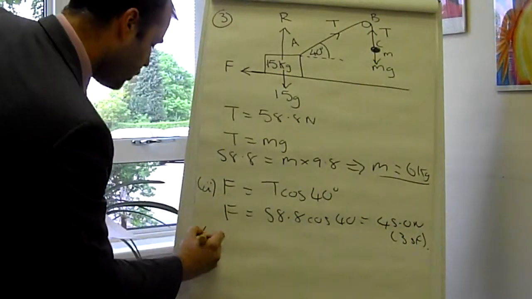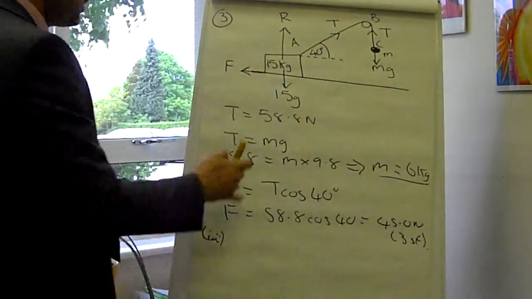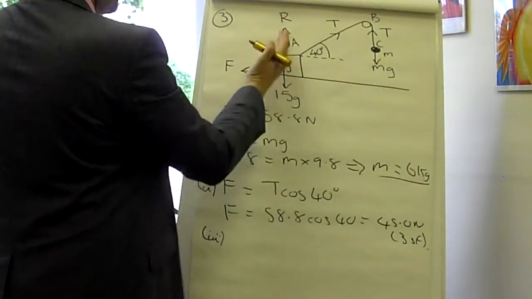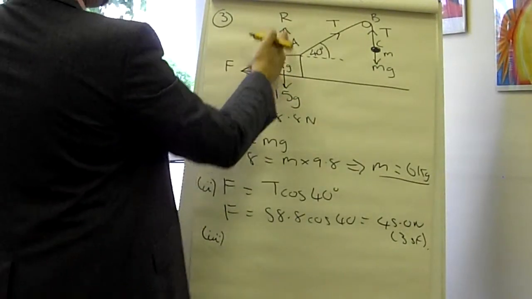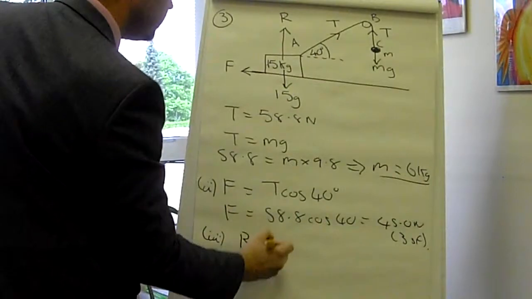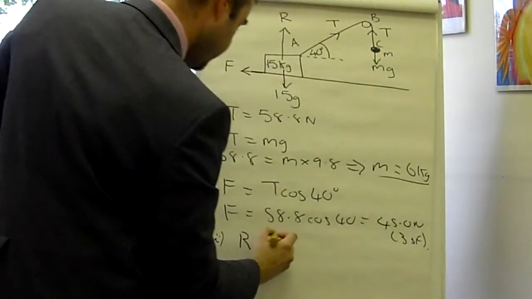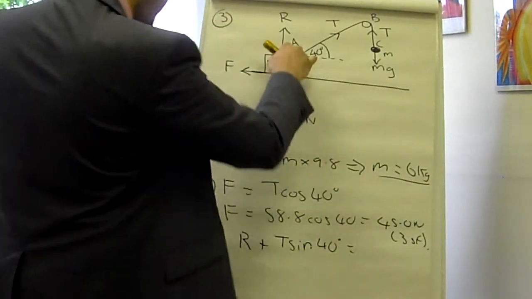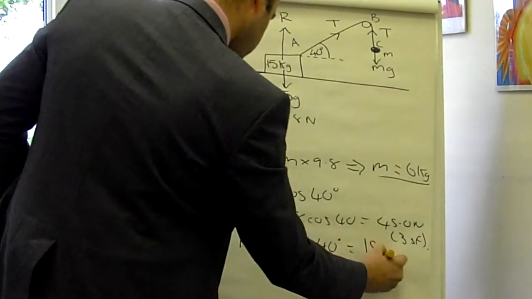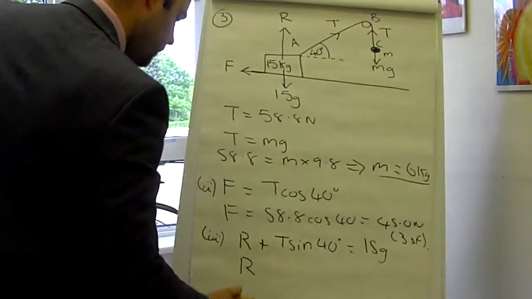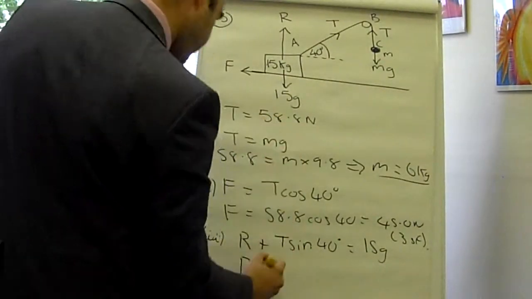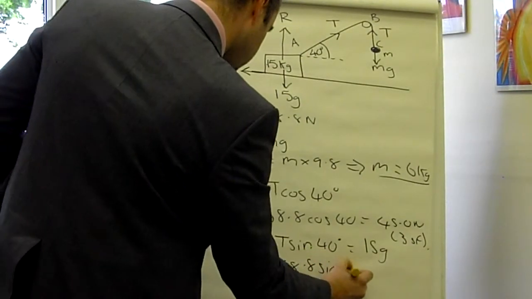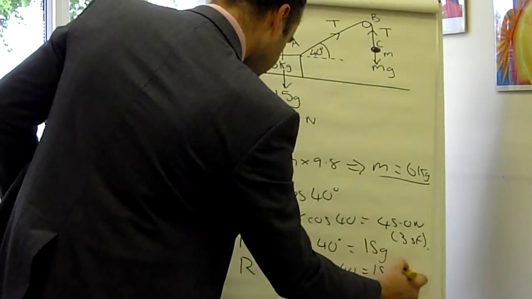Part 3, calculate the normal reaction of the block on the plane, so that's R. Well, now we'll need to resolve forces in that direction, because that's the direction in which R is acting. So upwards we have R plus T sine 40 equals downwards 15g. But of course we know that T is 58.8, so R plus 58.8 sine 40 equals 15 times g, which is 9.8.